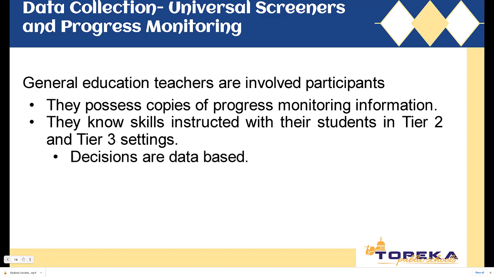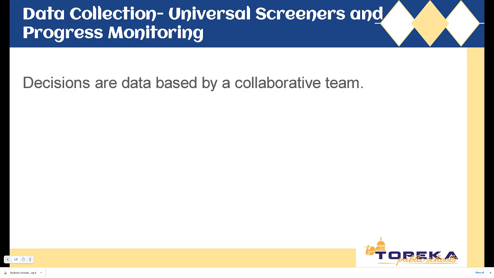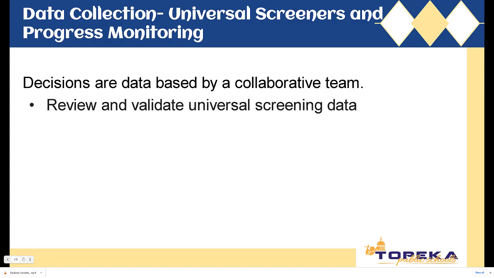Any decision that is made regarding a student's academic progress is data-driven. Decisions are data-based by a collective team. They are reviewed and validated using universal screening data. So are we using that screener data to make decisions on who needs to be progress monitored on a specific skill or set of skills? That data needs to be analyzed and monitored. Are students making progress or are they not?